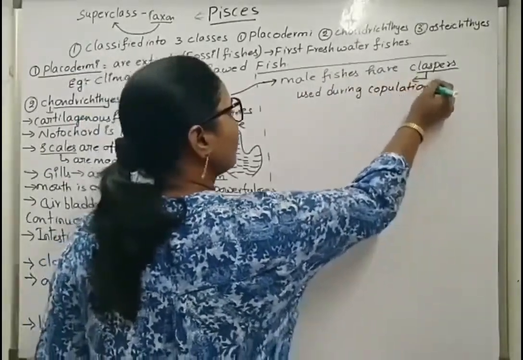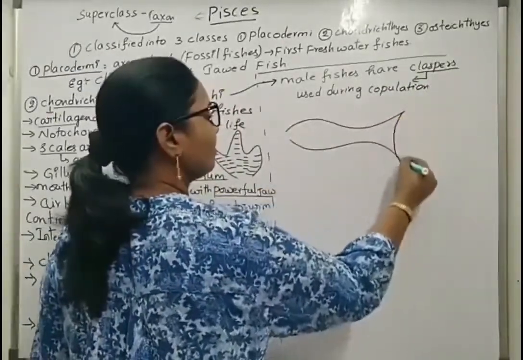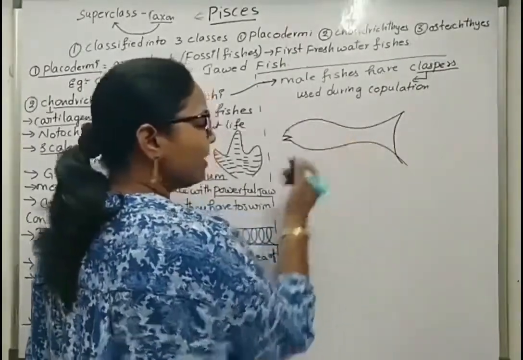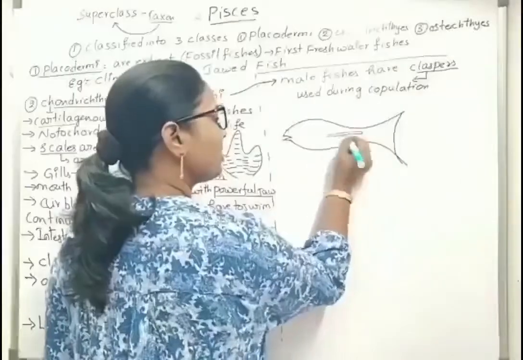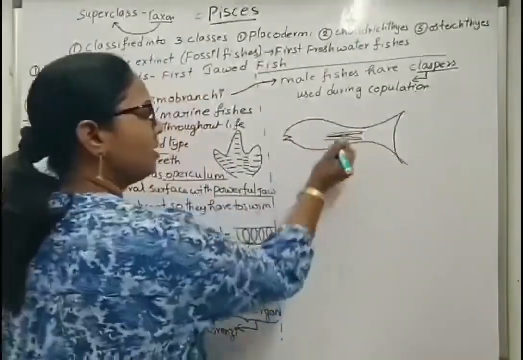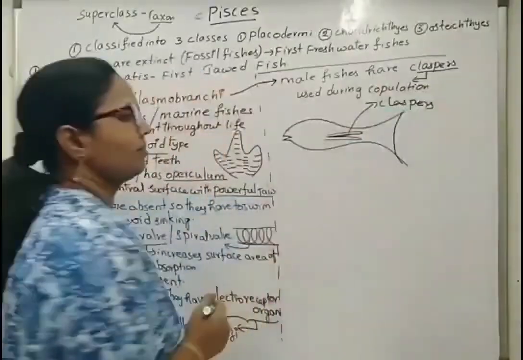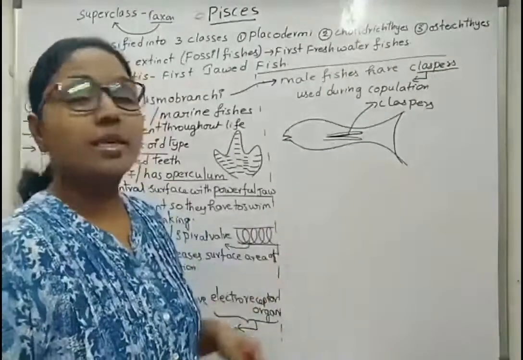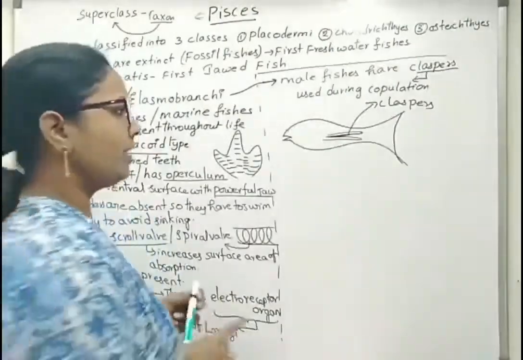So if this is a fish, on the ventral side, at the opening of the cloacal aperture, there are some structures like this. These are called claspers. Actually, we don't need the diagram, just to understand what claspers are. Claspers are present only in male fishes and are used during copulation.